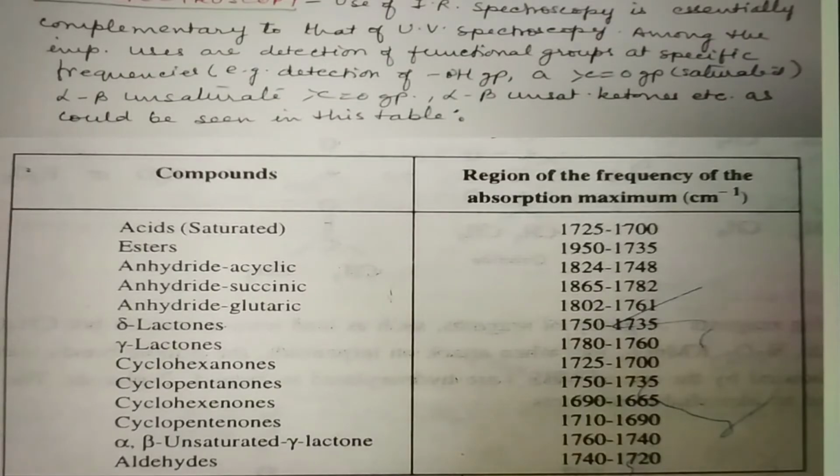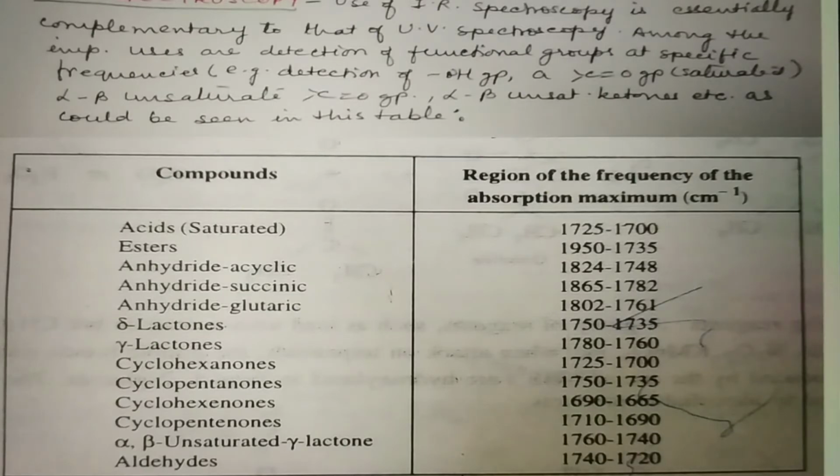And next among the physical aids is the use of IR spectroscopy. The use of IR spectroscopy is essentially complementary to that of UV spectroscopy. That means we get more information from UV spectroscopy, and by the combination of these two, that is UV and IR, we get useful information regarding the structure of terpenoids.